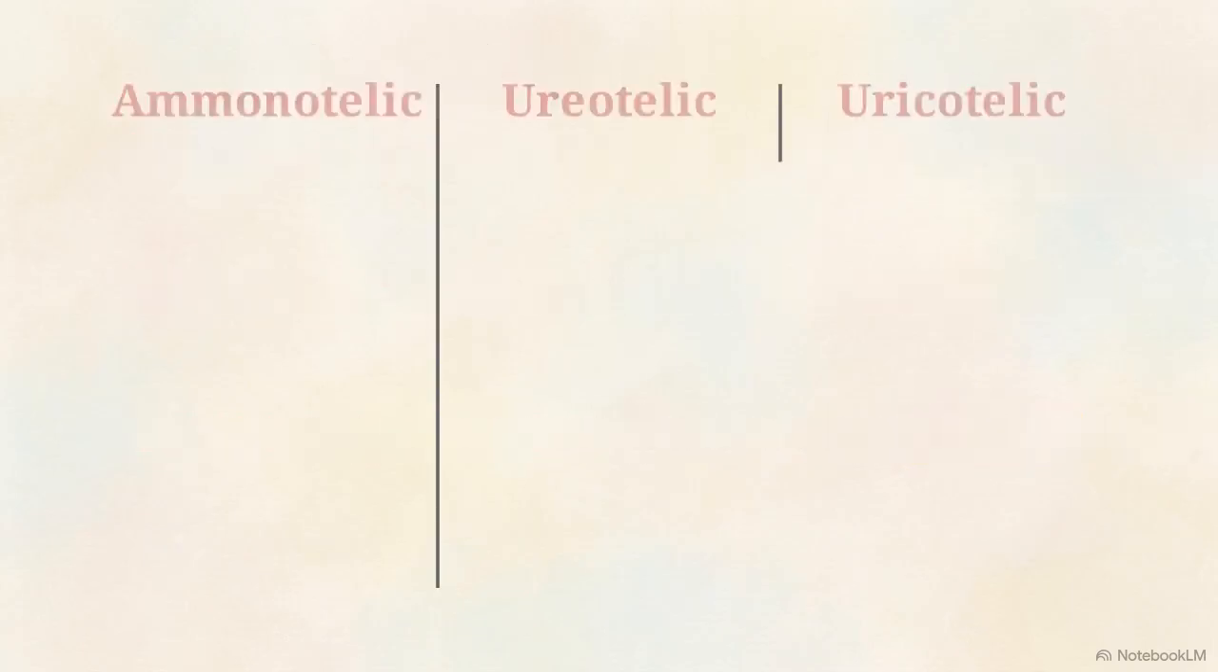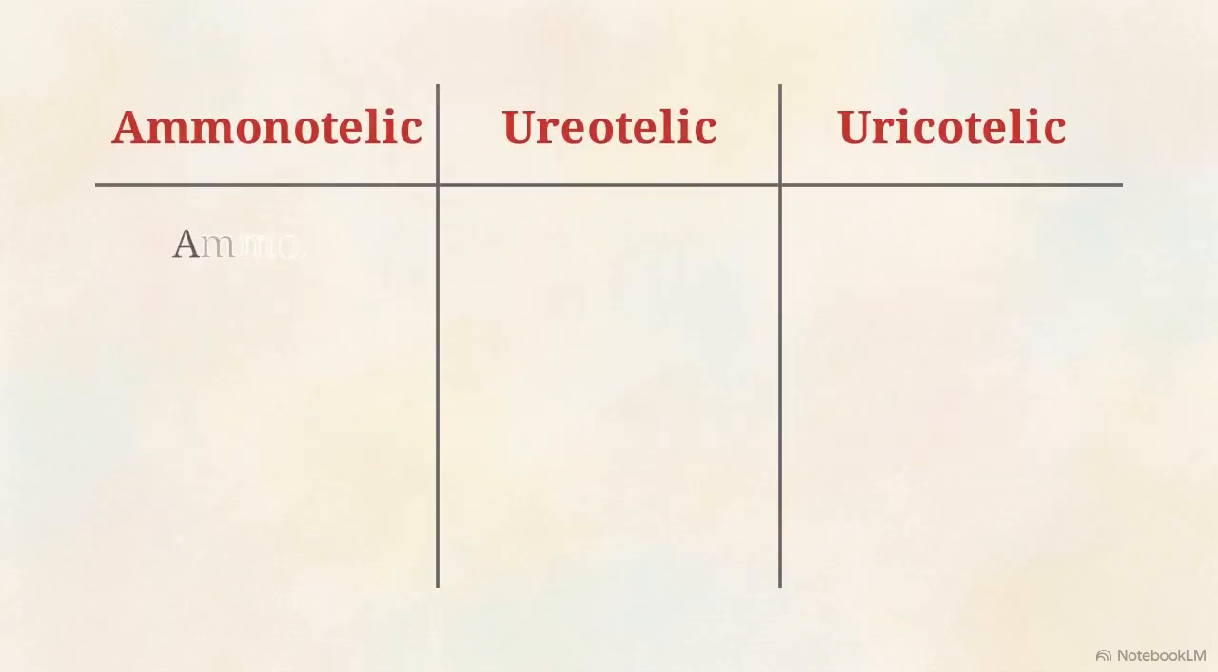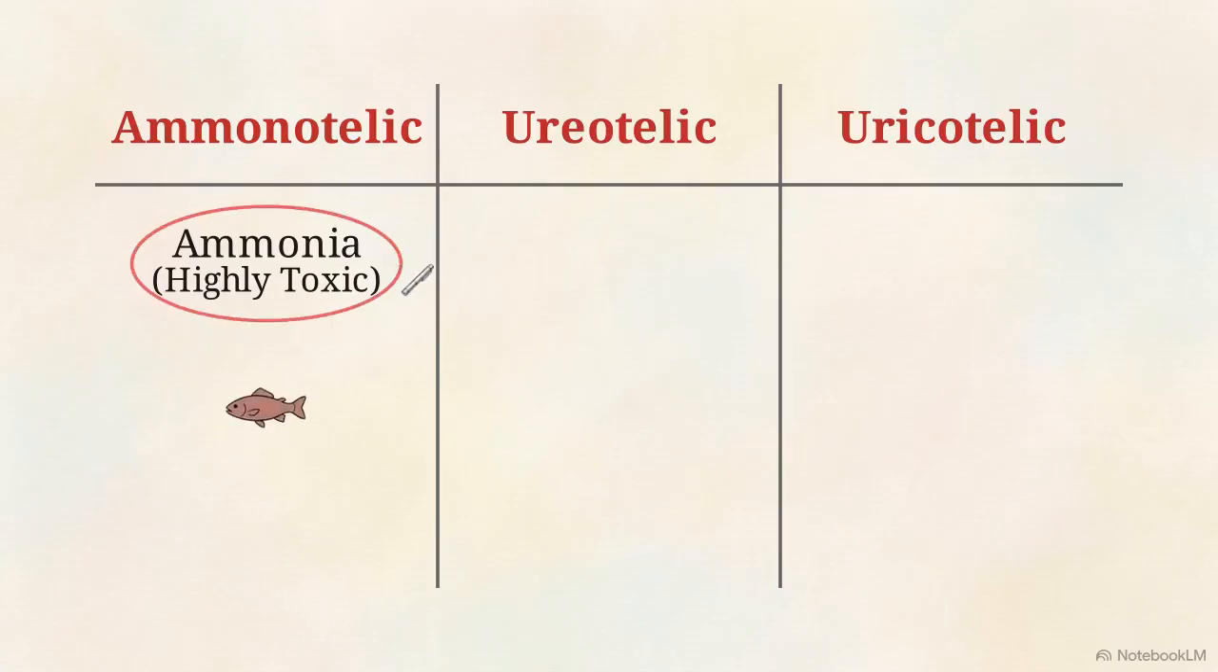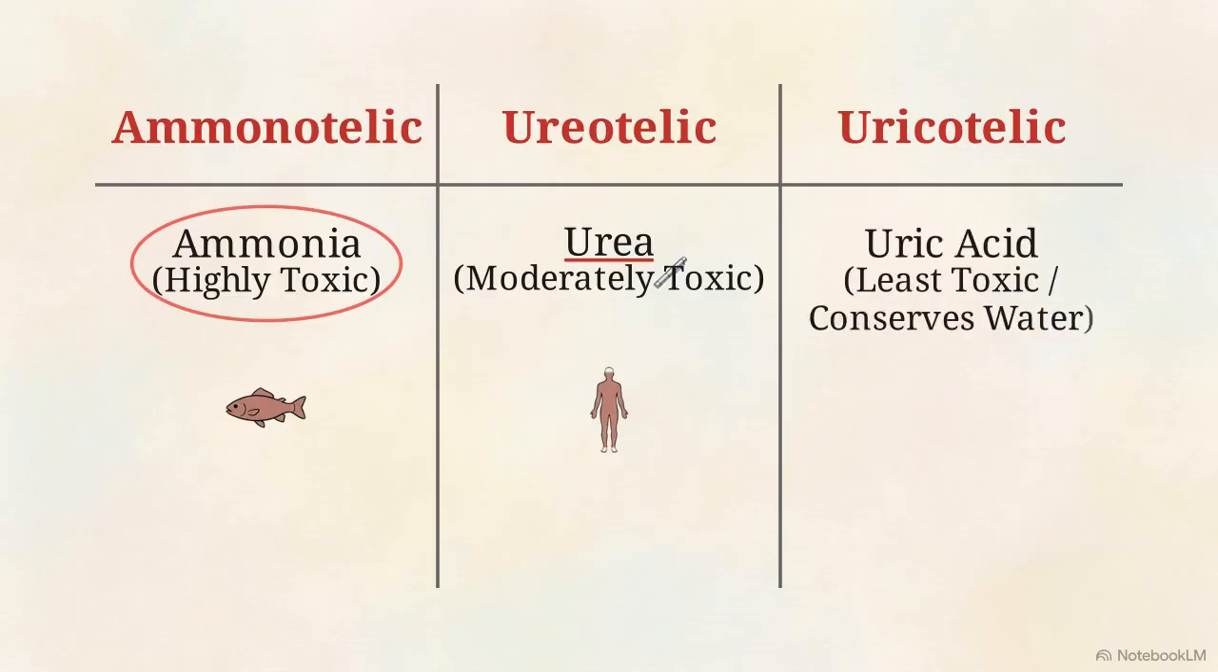Animals fall into three categories based on the type of waste they excrete. Ammotelic organisms excrete highly toxic ammonia, requiring massive amounts of water, so they are mostly aquatic. Ureotelic organisms, like humans, excrete moderately toxic urea, requiring less water. Uricotelic organisms, like birds, excrete uric acid, which is the least toxic and conserves the maximum amount of water.